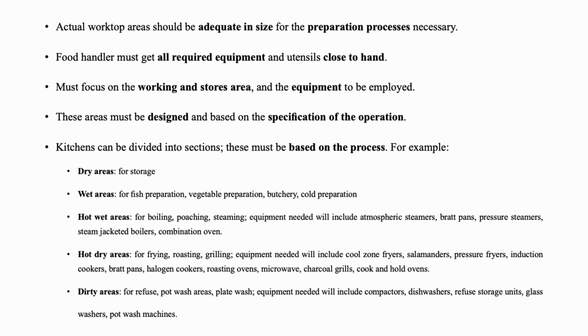Must focus on the working and store areas and equipment to be employed. These areas must be designed based on the specification of the operation. Kitchen must be divided into sections. These must be based on the process. For example, dry area for dry storage, wet area for fish, vegetable, butchery or cold preparations, hot wet area for boiling, poaching, steaming, etc., in which equipment will include atmospheric steamers, brat pans, pressure steamers, steam jacketed boilers, etc.